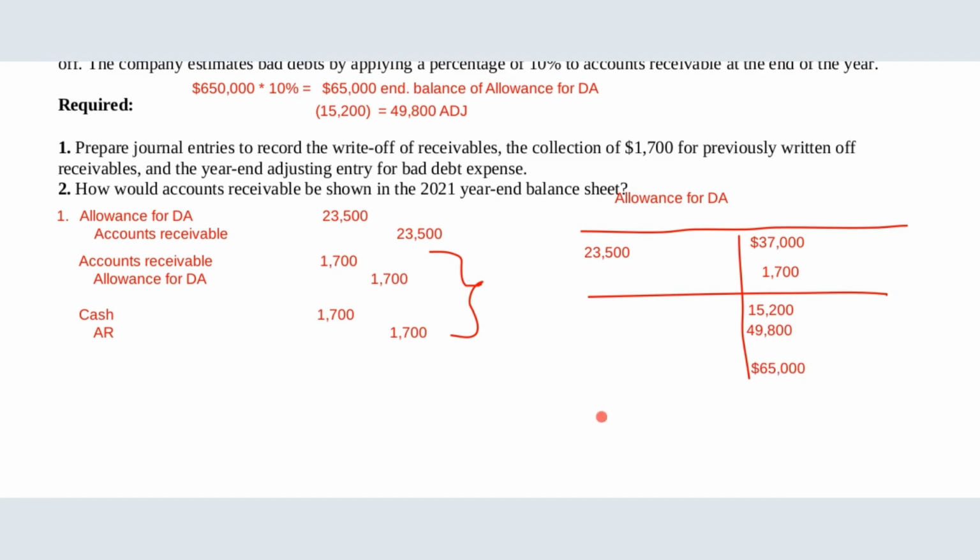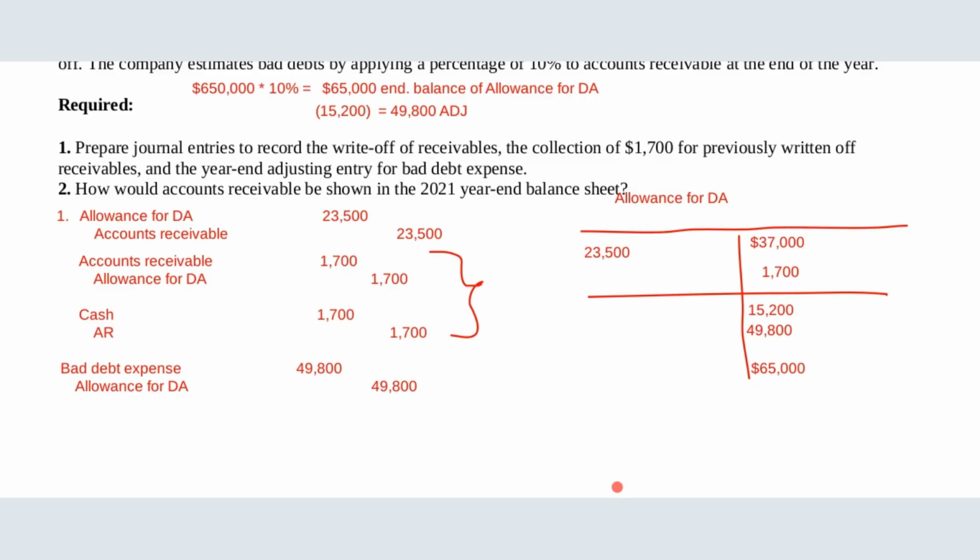Okay, so I'm going to debit bad debt expense for 49,800 and credit the allowance for doubtful accounts for 49,800. Okay, so that pretty much sums up the number 1 requirement, and then we have number 2 where we have to recreate our partial balance sheet.